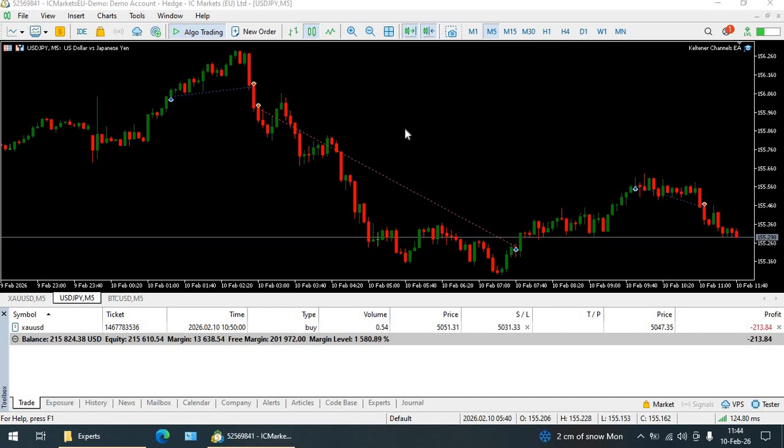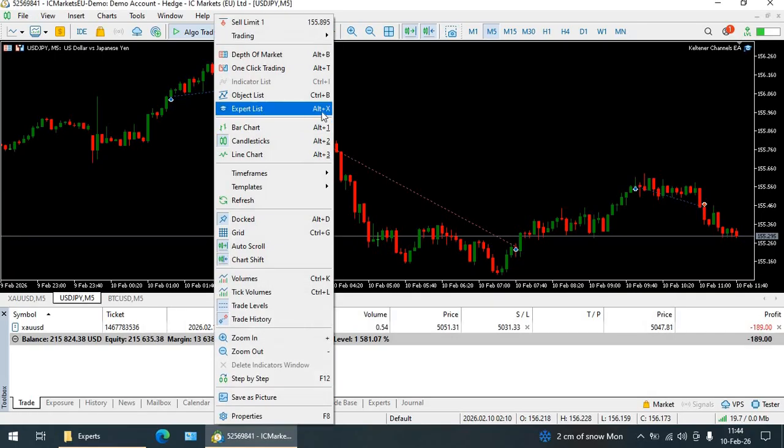In this video I will present briefly the Keltner Channels EA. When you add it to the chart you won't have any graphical interface, but it works using the same logic as the Keltner Channels indicator, which I will attach a little bit later to the chart, so you can see why it took here a long position, here a short position, and here another long position.